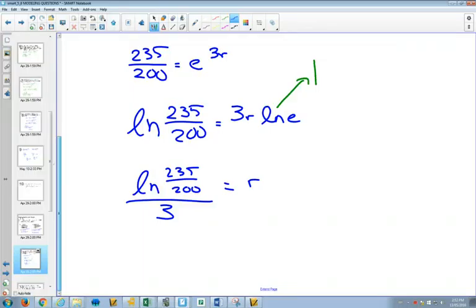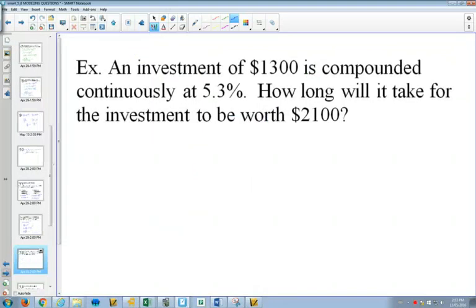Okay, again, you can type that into your calculator on your own. And I want you to try this one all the way on your own.